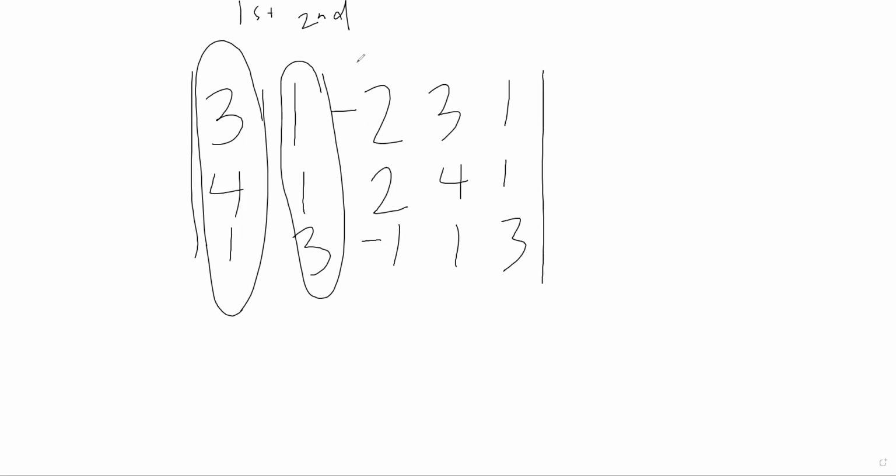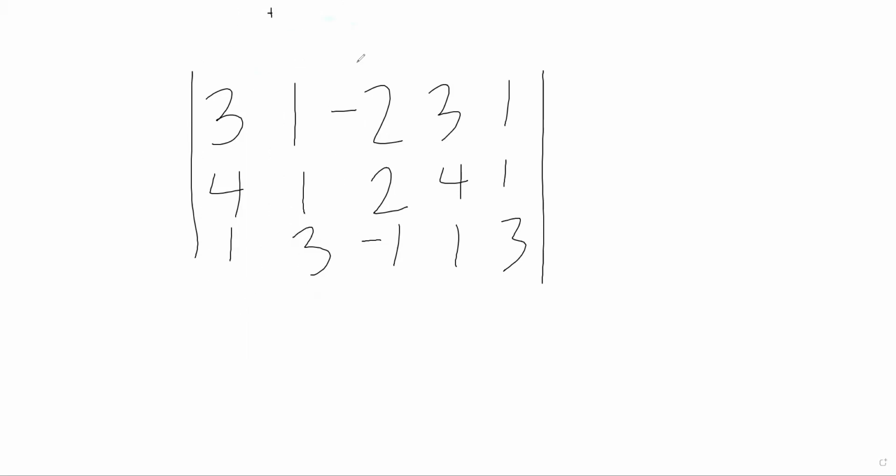So you should be left with 5 columns, 3 rows. It's important to write it that way, because if you write it the wrong way, if you do the second column and then the first, your determinant will be 0.